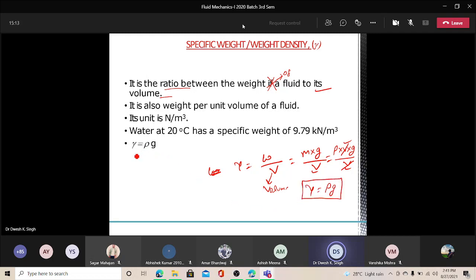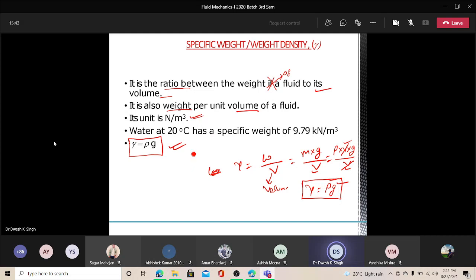So here you can see the equation for specific weight. Mathematically, the specific weight is equal to density times gravitational acceleration. So this is our specific weight. It is also called weight per unit volume, and the unit is Newton per meter cube. If you put in the units of density and g, you will come out with this.